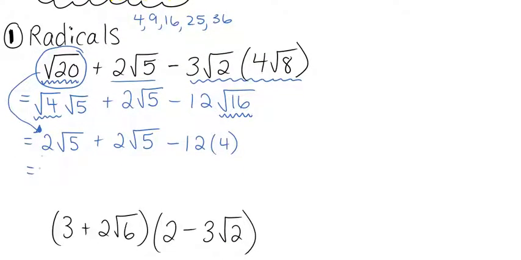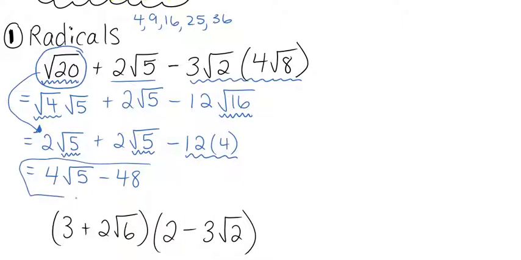And just to finish it off, since these both have square root 5s, that's kind of like they're like terms. If the radicand, that number under the root sign, is the same, you treat it like x. So then we just add the coefficients. So 2 plus 2 is 4, and we just keep the root 5. And then I can multiply these by each other, which is 12 times 4 is 48. So my final answer is 4 root 5 minus 48. So this is a simplified version of that giant equation we started with.